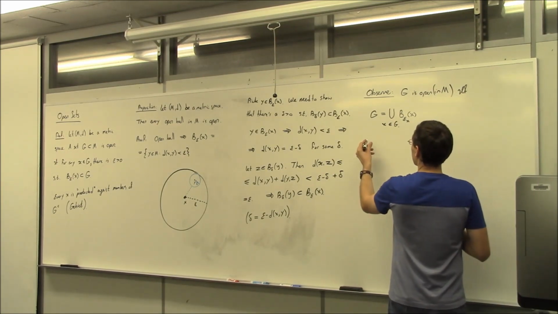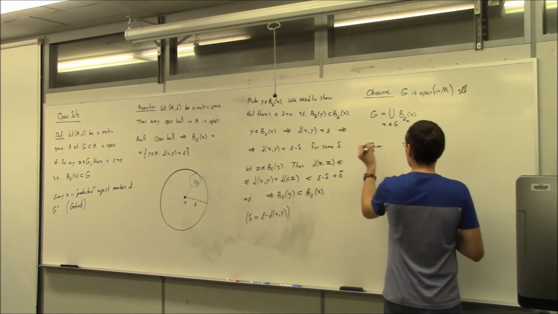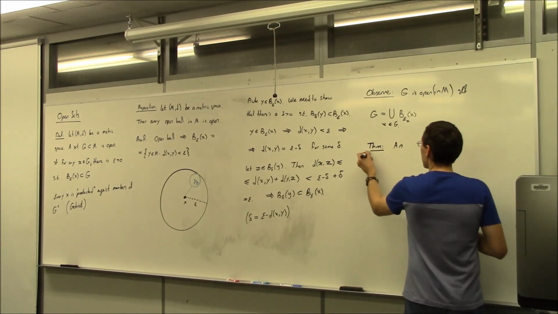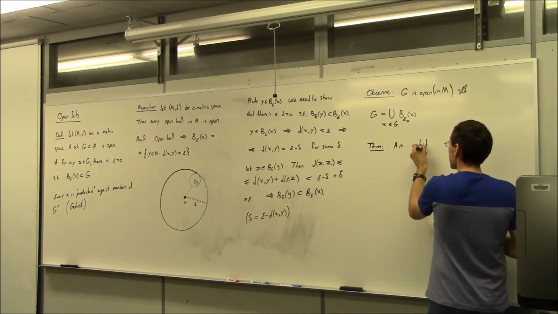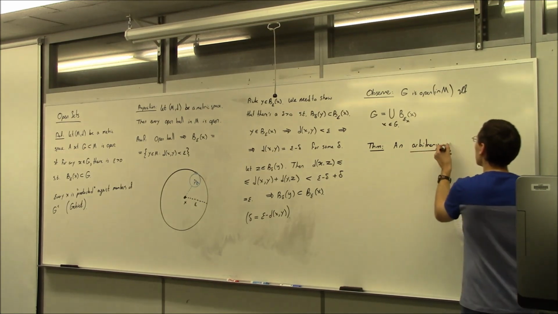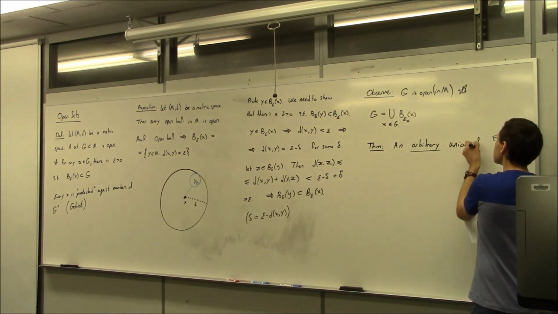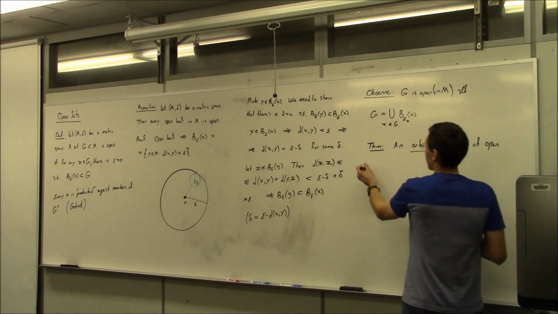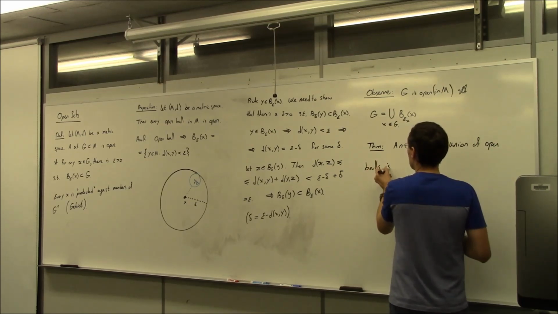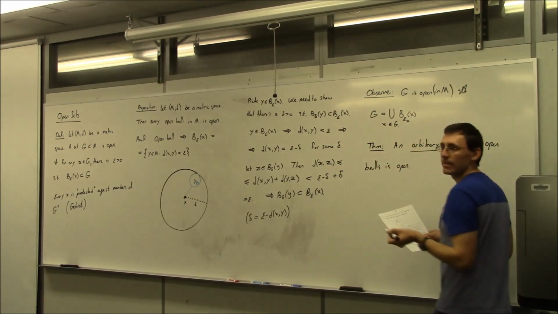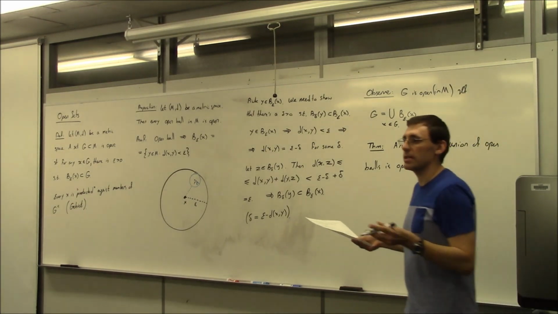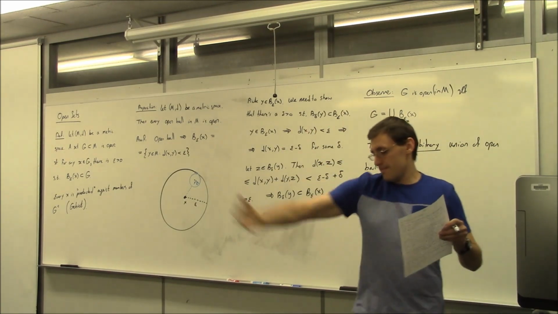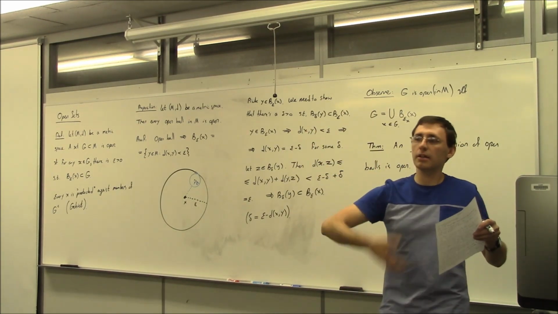So I will write this theorem, and you think about it, and we will continue next class. So an arbitrary union of open balls is open. That makes sense, I guess, right? Because what you do when you take unions of open sets is just like you're shoveling bubbles.